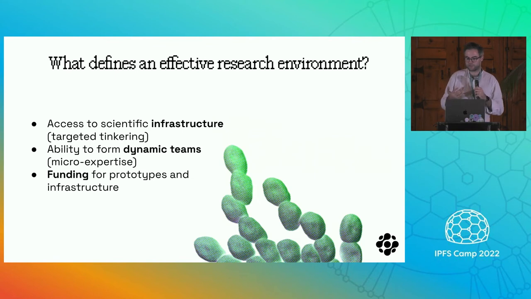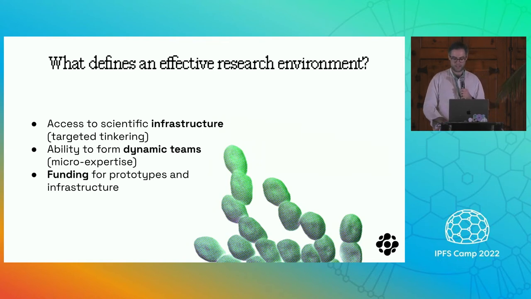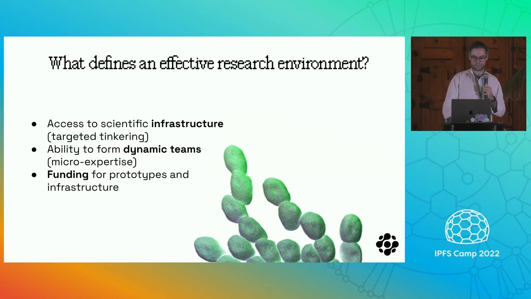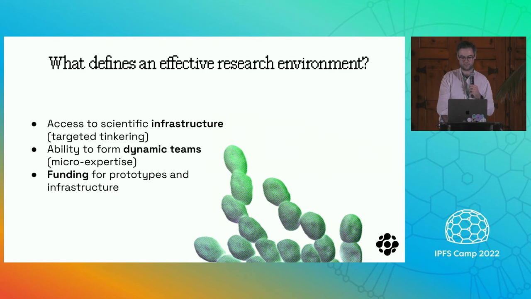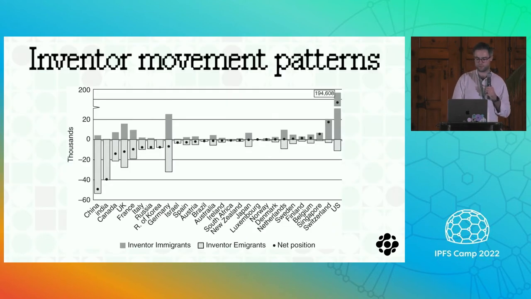So an effective research environment is a place where you have access to scientific infrastructure. You need at least some lab space or some tooling. You need to be able to assemble your team extremely dynamically depending on the need of the idea that you have. And then you need just a bit of funding to get started. Once you see that your idea has legs, you can then go and talk to the existing funding agencies to get some real support.